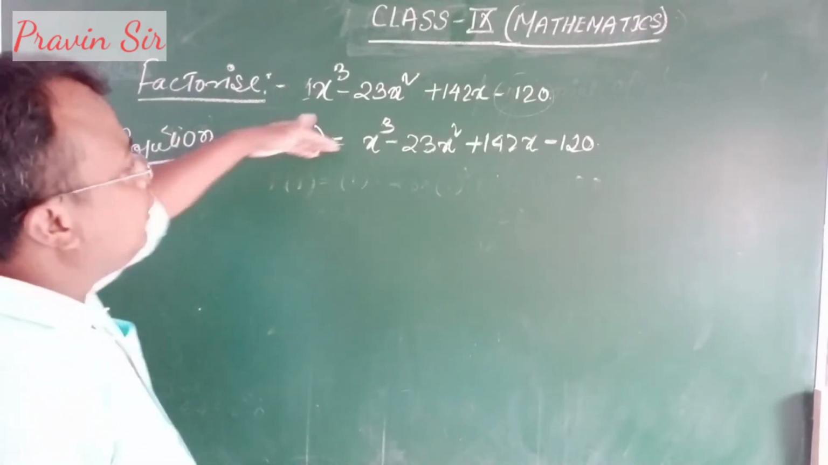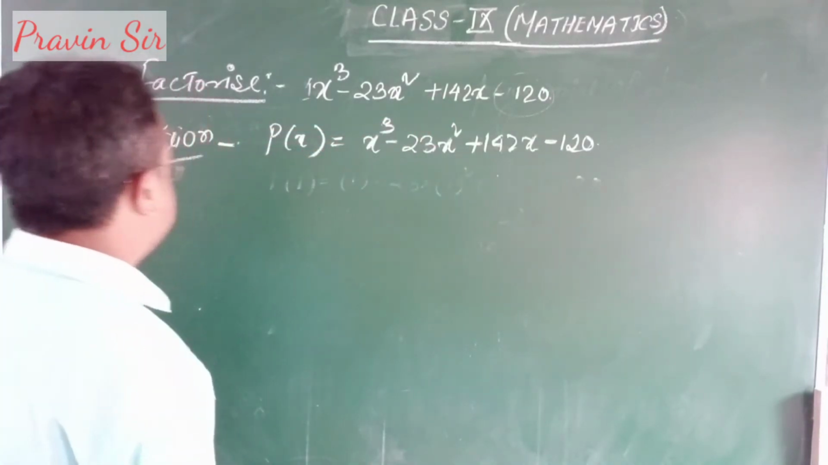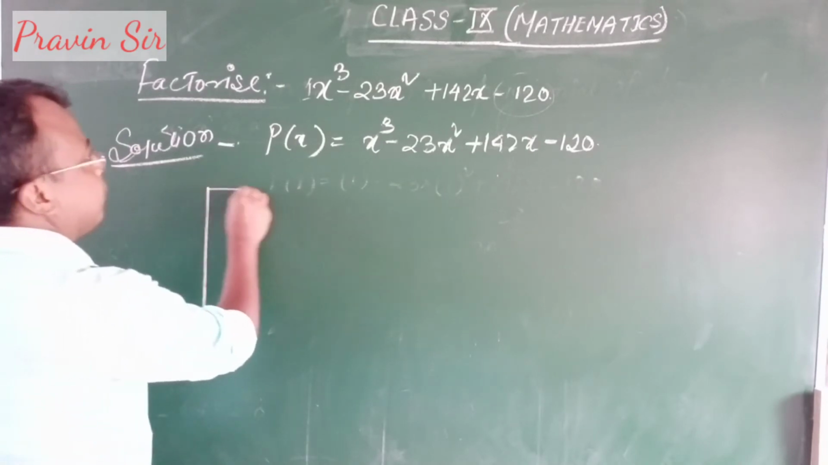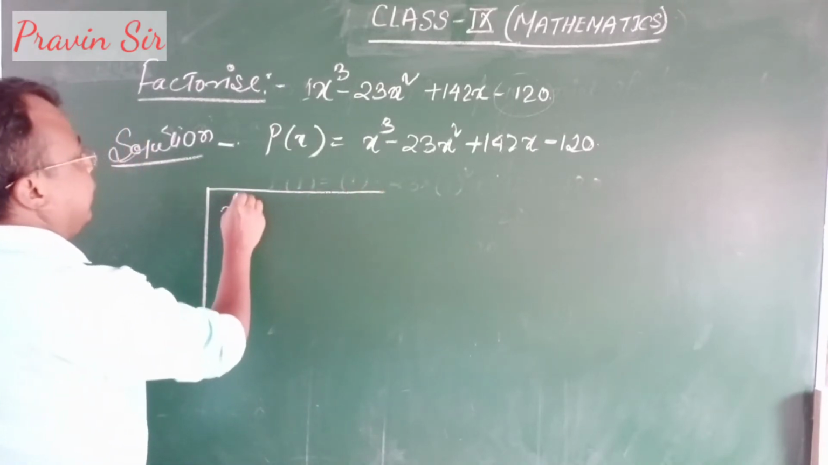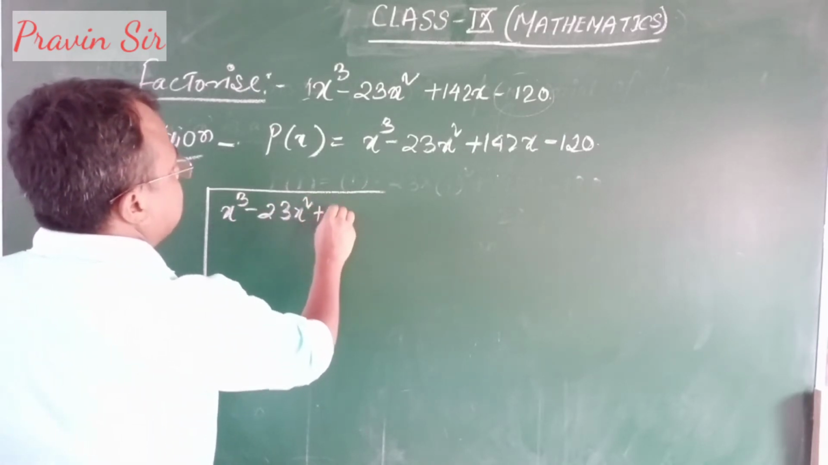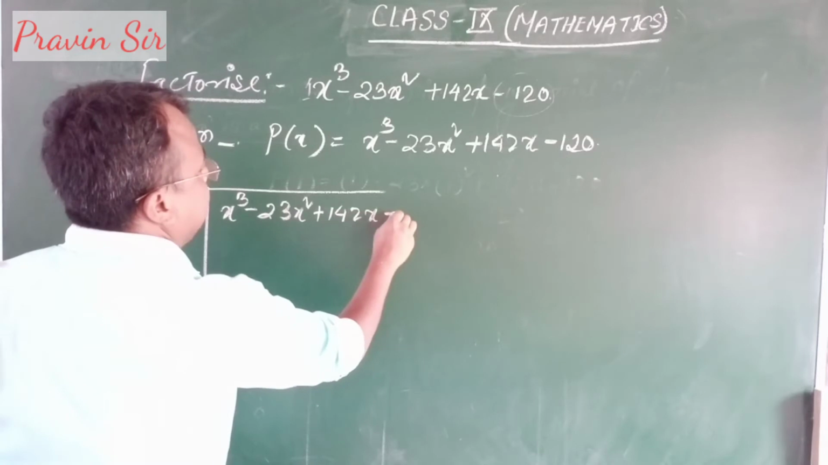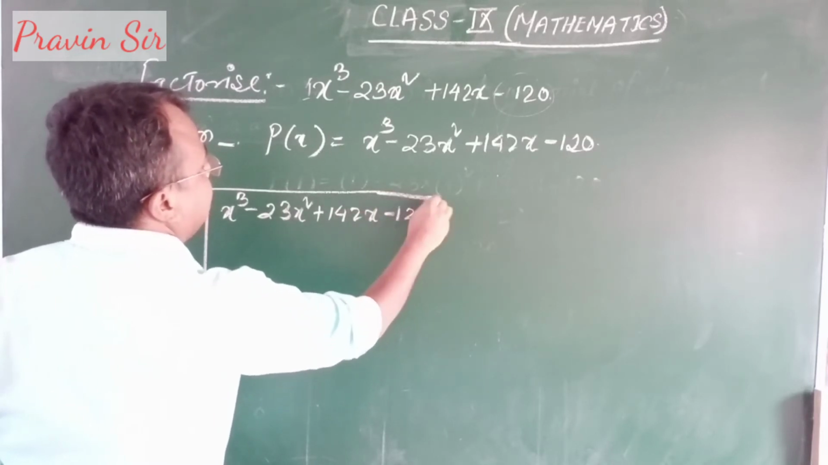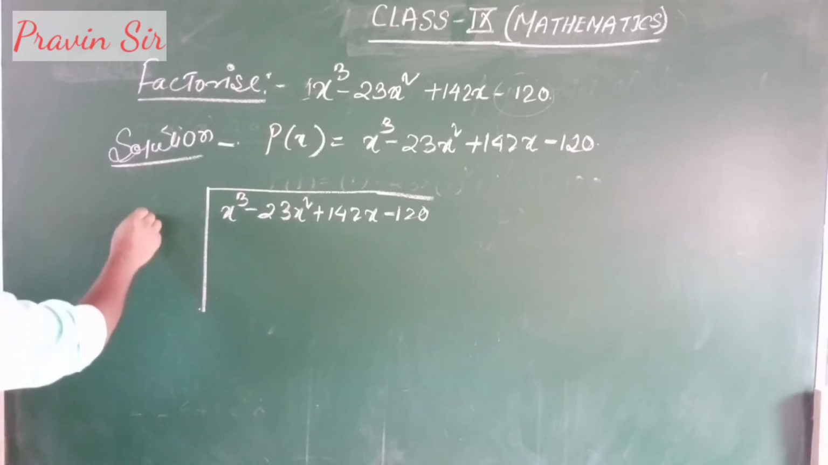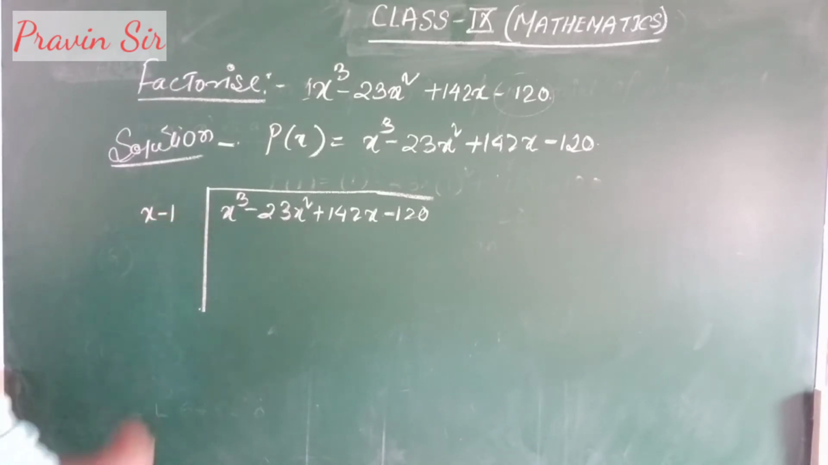You just divide this polynomial by x minus 1. Now this polynomial is what? x cubed minus 23x squared plus 142x minus 120. Okay. Now the first factor we got in this question is x minus 1. So divide this polynomial by x minus 1.